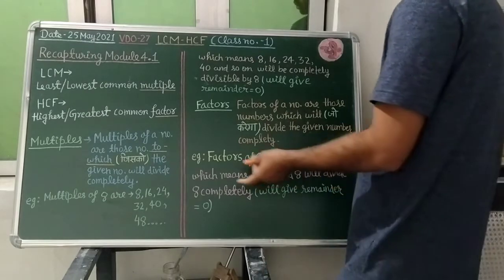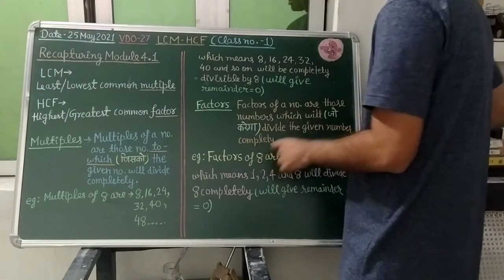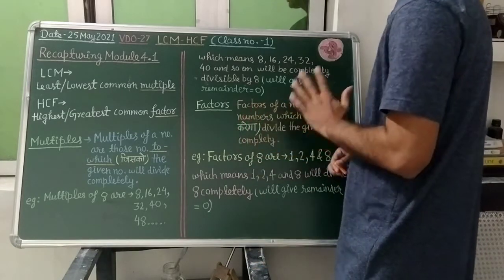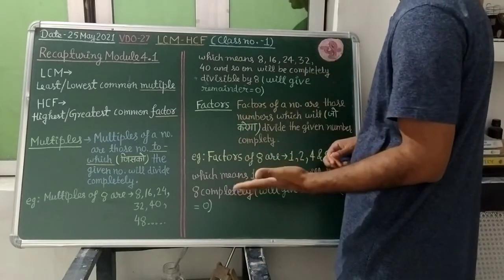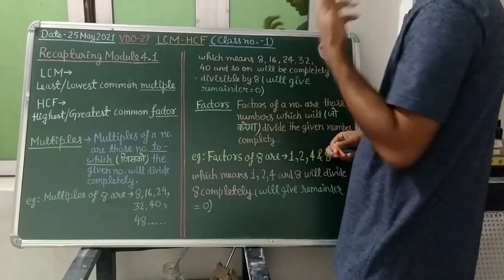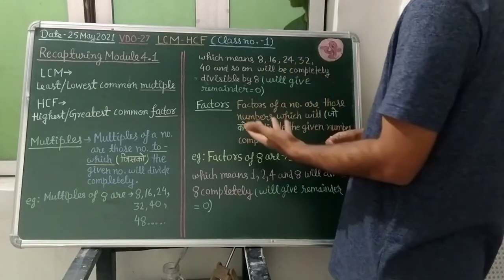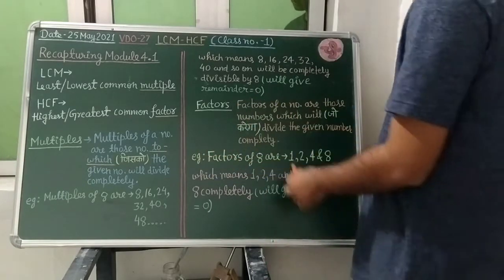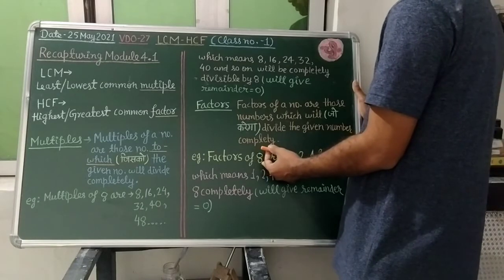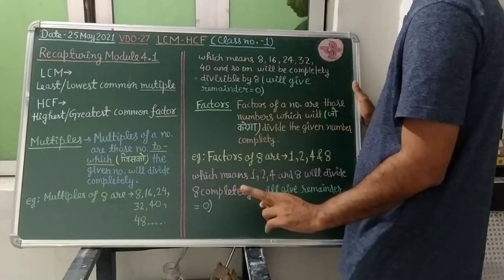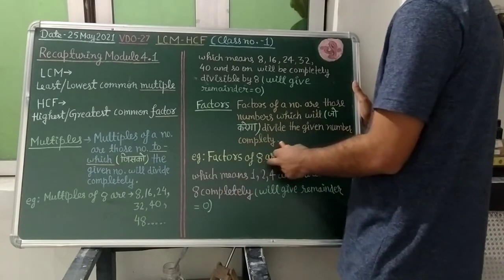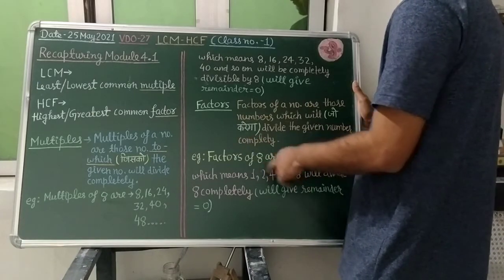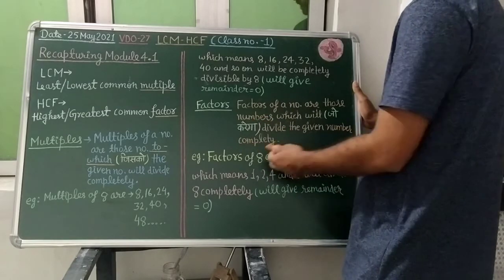So if you want to write the factors of 8, students, you will start from 1 and go up to 11, like 1, 2, 3, 4, 5, 6, 7, you will go on and check up to 11. So if we want to write the factors of 8, we shall start from 1. Is 1 dividing 8? Yes. Then 2 will come. Is 2 dividing 8? Yes. So 2 will be a factor of 8.